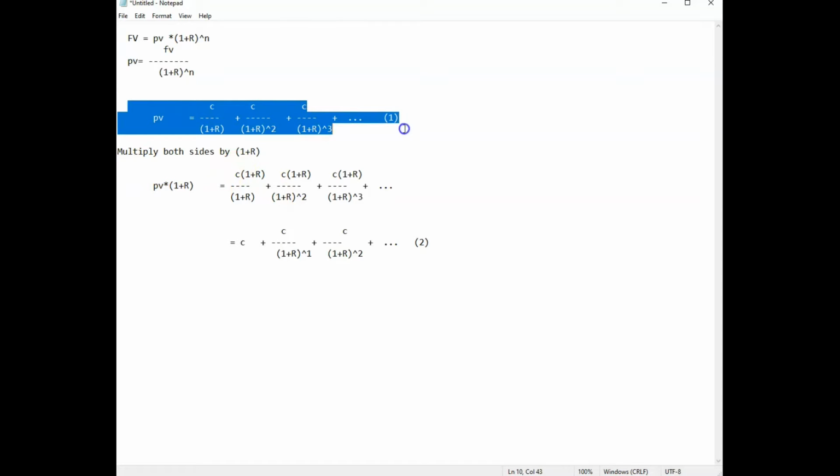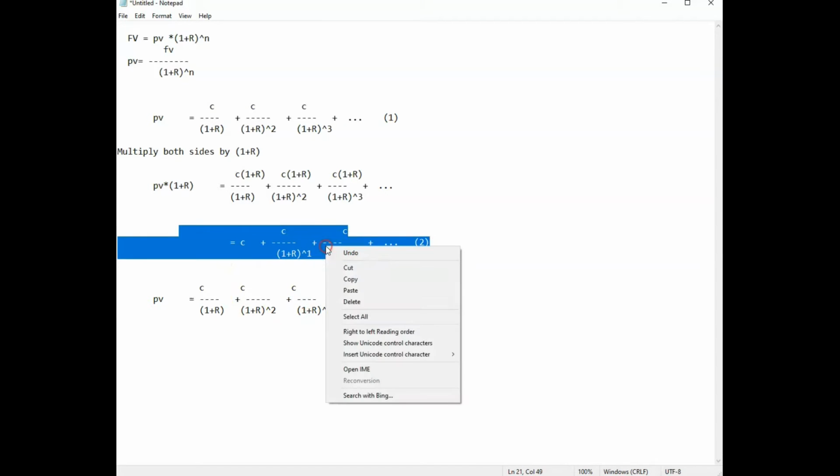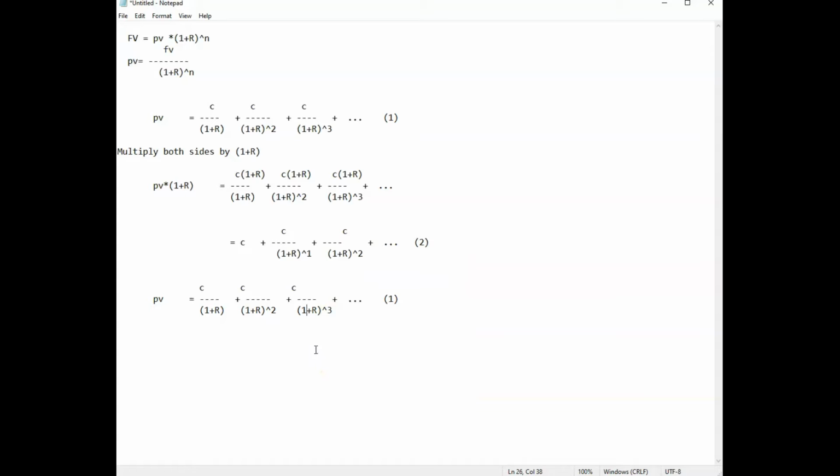I'm going to put equation number 1 and equation number 2 together. This is equation number 1, and this is equation number 2. I'm going to just copy present value times 1 plus r equals. You see in equation number 2, the first item is c, and the second item will be power 1. This one is missing. This is power 2.